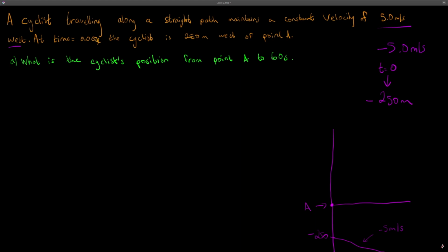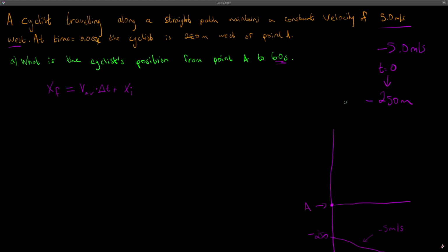Now, what is the cyclist's position from point A at 60 seconds? So it's asking us, after 60 seconds, what is its position from point A, which is the origin. So if we wanted to do this, we can use the formula. So x final, which is the final position, is equal to v average. So we need to get the average velocity multiplied by the time plus the initial position, so x initial.